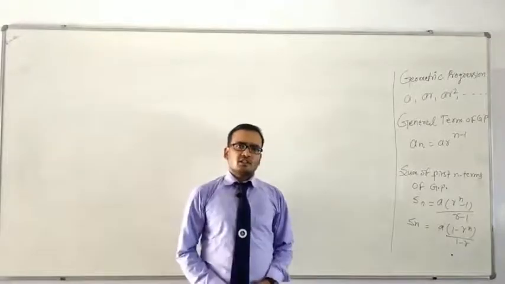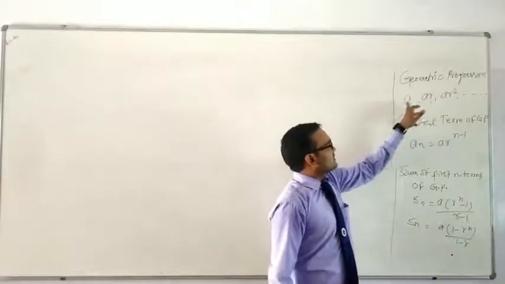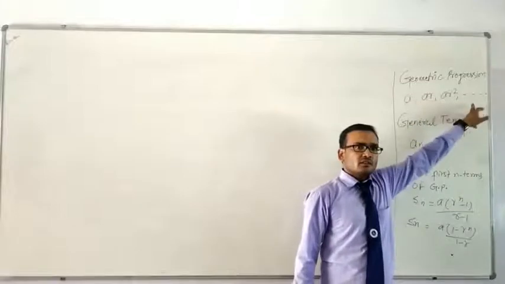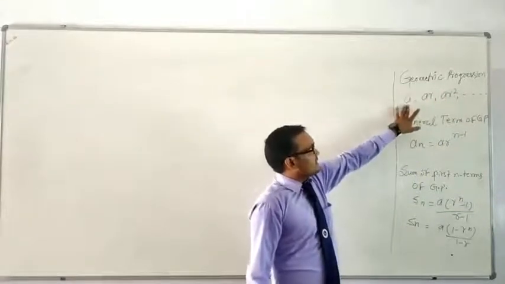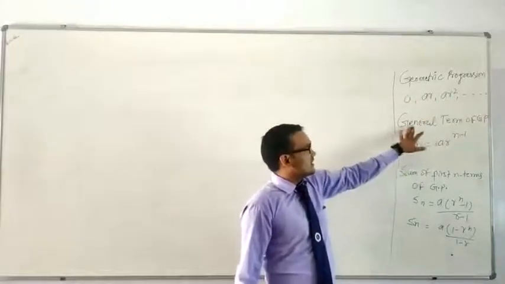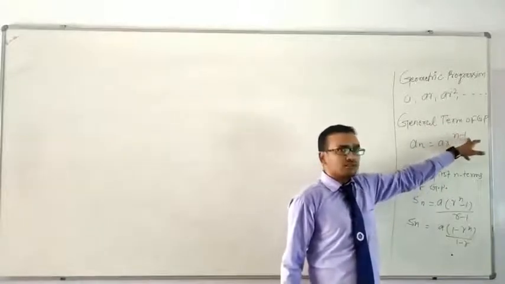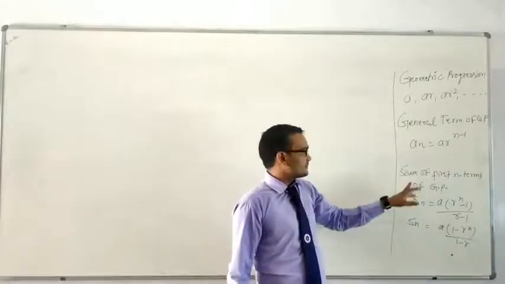In a previous lecture, we have learned about the geometric progression, GP: a, ar, ar squared, and so on, where a is the first term and r is the common ratio. Next, the general term of the GP, a_n equal to a r to the power n minus 1, where a_n is the nth term of the GP.